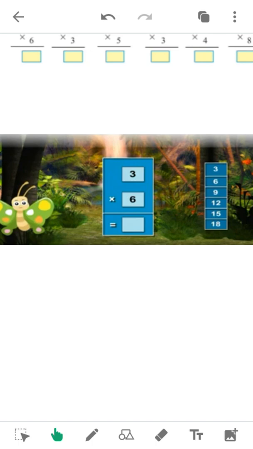First example is 3 multiplied by 6. So 3 1s are 3, 3 2s are 6, 3 3s are 9, 3 4s are 12, 3 5s are 15, and 3 6s are 18. So 3 multiplied by 6 is 18. Write down 18.